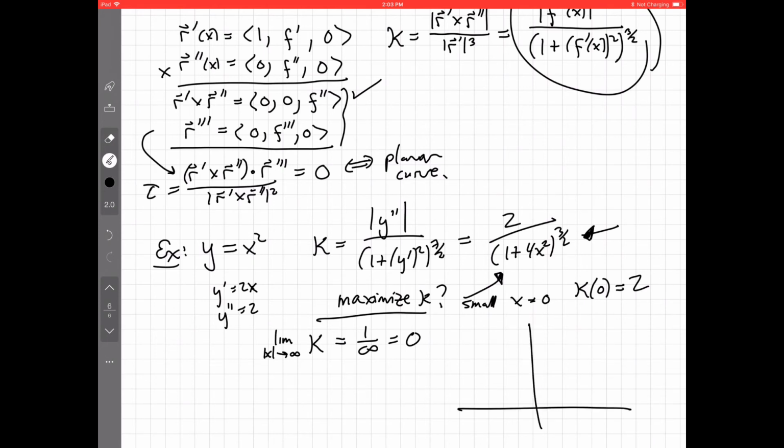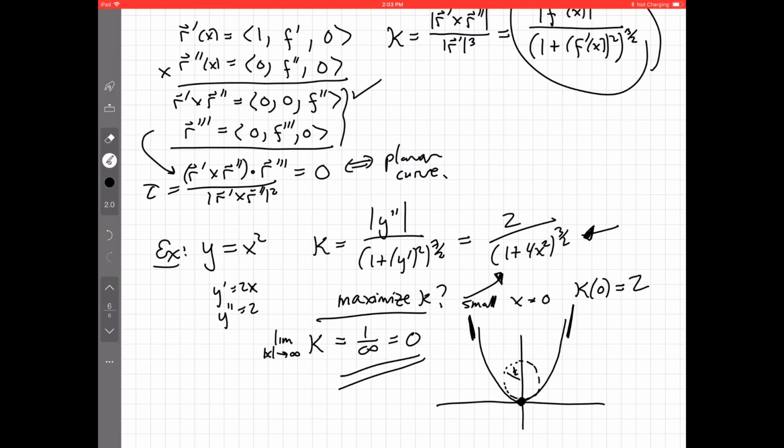What does our graph look like, right? So we have a parabola. Let me try again, so it looks more like a parabola. Okay, we have our parabola here, and where is it bent the most? Well, of course it's bent most at its vertex. And what we just found out is that if we wanted to draw an osculating circle there, the radius of that osculating circle would be 1/2, right? And as we get further and further out on the parabola, it looks more and more like a straight line, and so curvature is going to 0. Right? There you go.